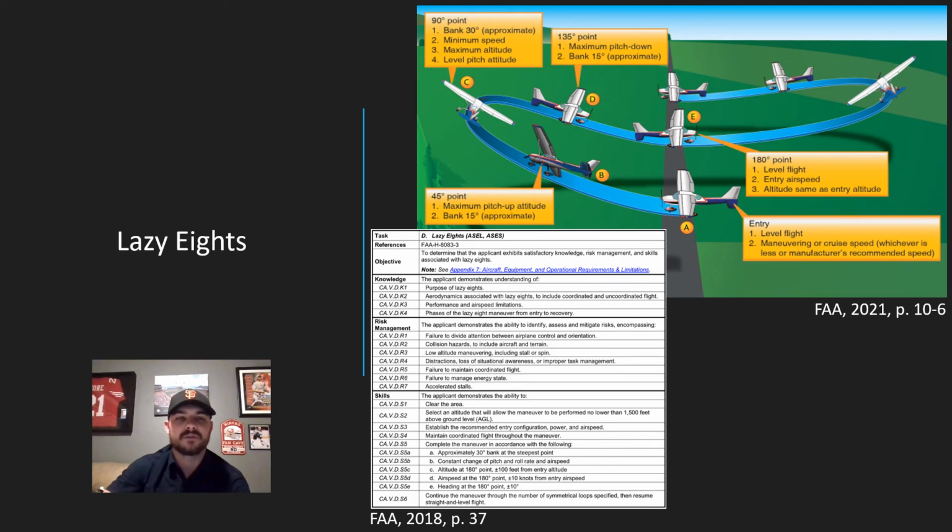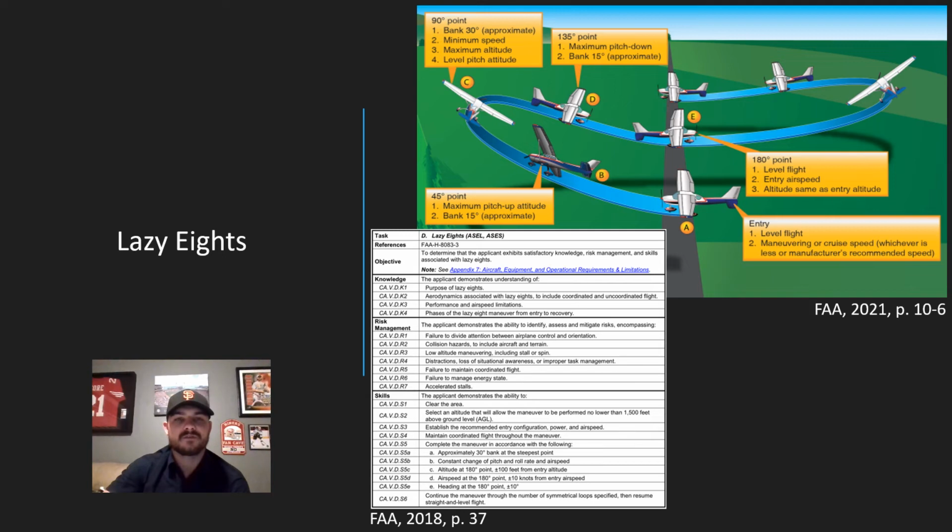There should be roughly 30 degrees of bank at the steepest point, a constant change to pitch, roll, and airspeed, altitude within 100 feet of the entry altitude at the 180-degree point, airspeed within 10 knots of the entry airspeed at the 180-degree point, and heading within 10 degrees of the 180-degree point. The pilot must maintain coordination and repeat the process with consecutive symmetrical turns in alternating directions.